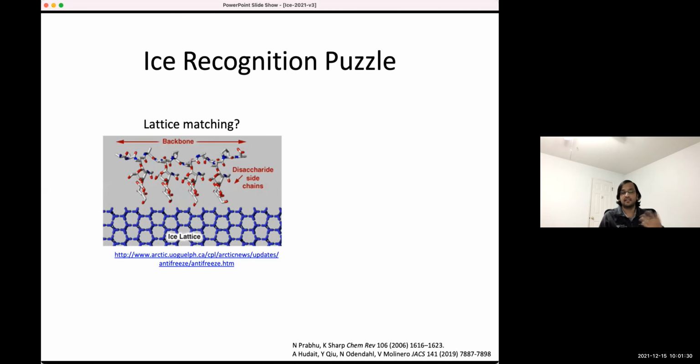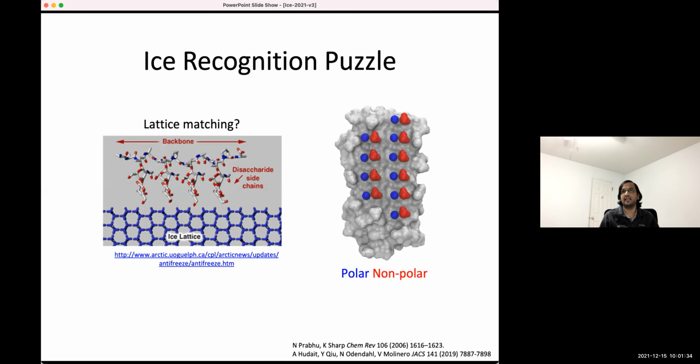Once crystal structures of AFPs started to appear, people realized that in some cases, indeed, there are polar groups on the ice binding sites of AFPs that can be in registry with the ice lattice. But there are often a bunch of non-polar groups that are observed on the ice binding sites as well. So, for a molecule that wants to bind to ice, what role are these non-polar groups playing?